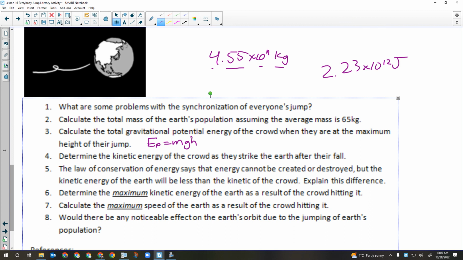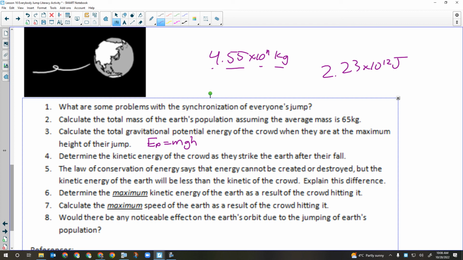Okay. Determine the kinetic energy of the crowd as they strike the earth after their fall. So that's their potential energy when they're half a meter off the ground. According to the law of conservation of energy, how much energy do they have when they come back to the ground? That number, right, so that's easy. We don't even have to do anything. We just have to understand that conservation of energy says it'd be the same. The law of conservation of energy says that energy cannot be created or destroyed, but the kinetic energy of the earth would be less than that of the crowd.